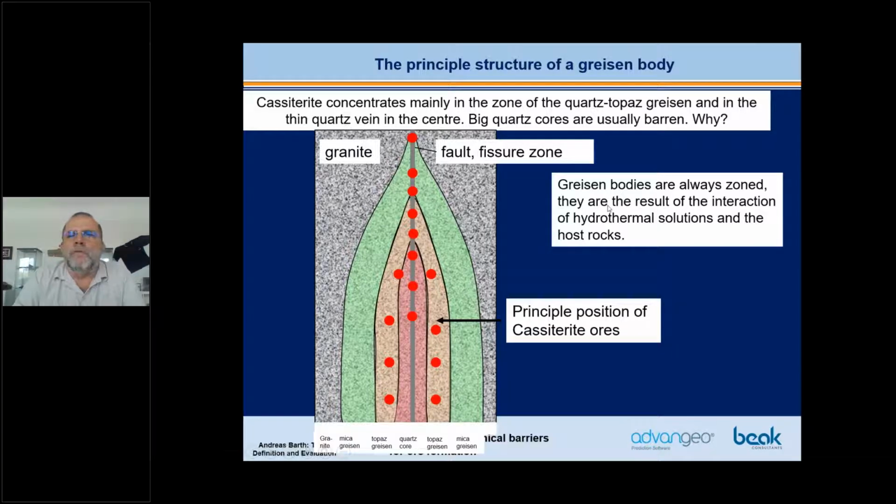These greisens are always zoned, and they are obviously the result of the interaction between the rock and the solution, the solution carrying the ore minerals to this place. Now the question is, where is the ore? The cassiterite is here and not here, for instance, because this solution seeping through the host rock carries it and loses it somewhere in these zones and does not carry it further.